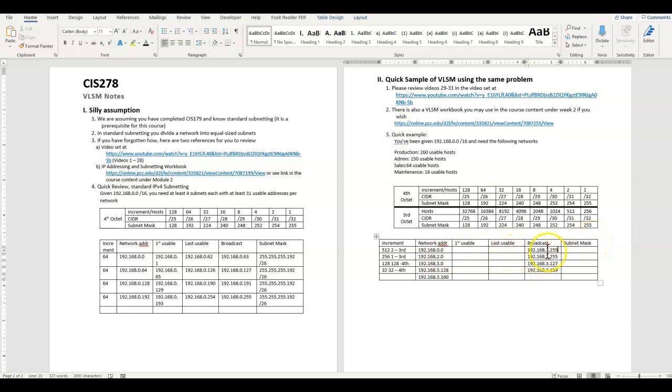Now we can get our last usable addresses. They're simply one less than the broadcast address. Alright, 254 for that one. 168.2.254 for this one. 3.126 for this one. And 3.158 for this one.